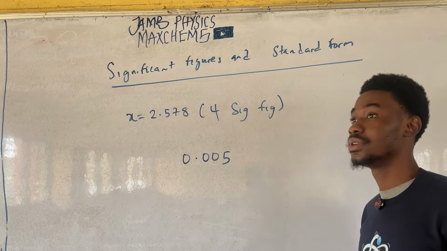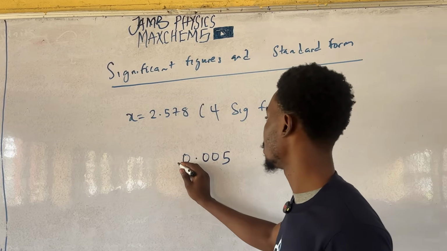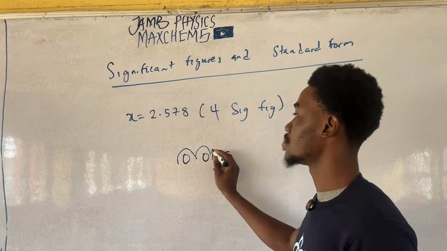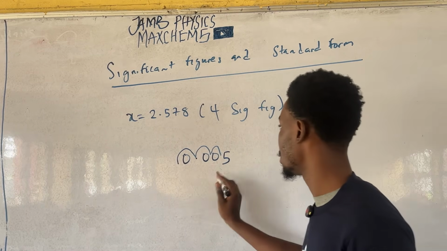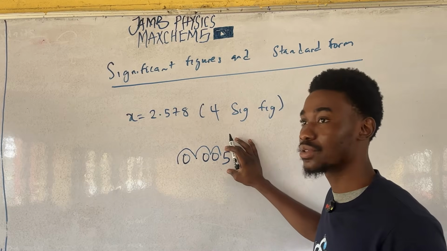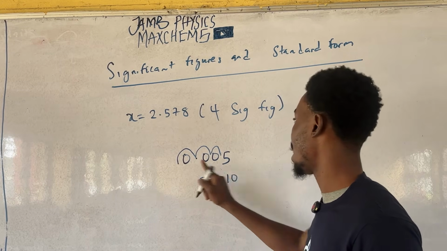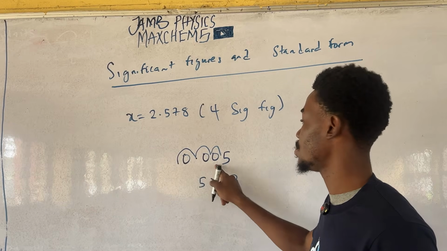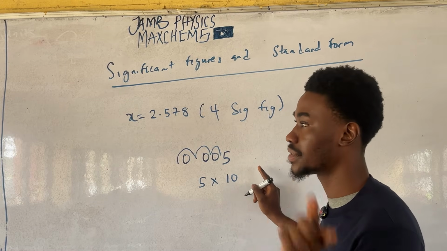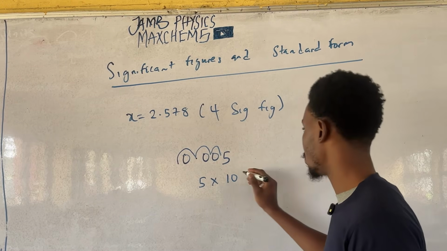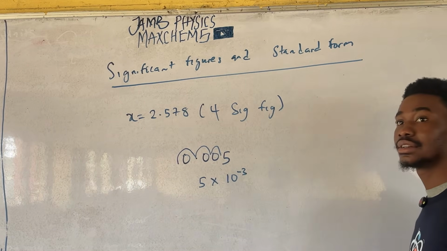If I want to do this, I would simply start here and say 1, 2, 3. Notice how I did that. The reason is that now you write the number you have here, which is 5, multiplied by 10. How many zeros did we count? 1, 2, 3. 3 zeros. But remember, we counted the zeros from the left, not from the right. So it would be -3. So this is how you write standard form.